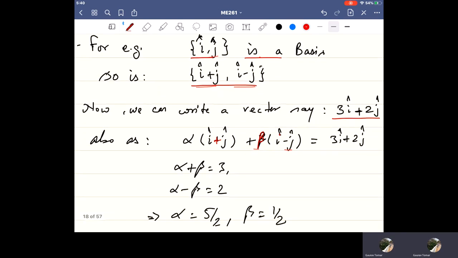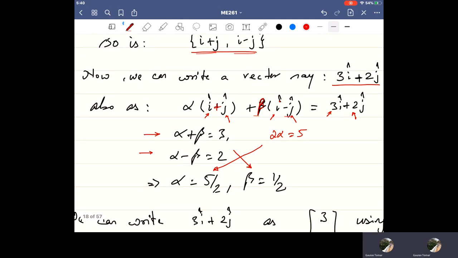And when we solve for alpha and beta, of course, alpha plus beta is equal to 3, and alpha minus beta is equal to 2. So we have these two equations. You can add them up. When you add them up, you get 2 alpha is 5, which gives you alpha is 5 by 2. When you subtract, you get beta as 1 by 2. So this is the solution.